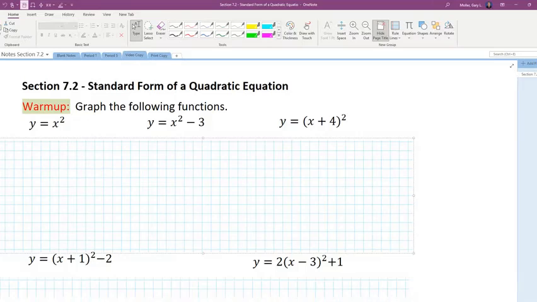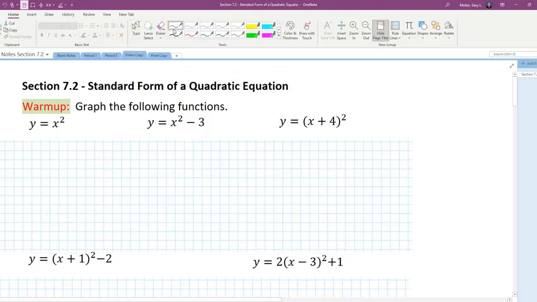All right, in this video, we're going to be talking about section 7.2, which is going to be continuing our conversation on quadratic functions. And we're going to be talking about something called standard form. All right, so to review where we've been, I've got a warm up for us to do. The better you know this topic, the easier everything's going to be for you.